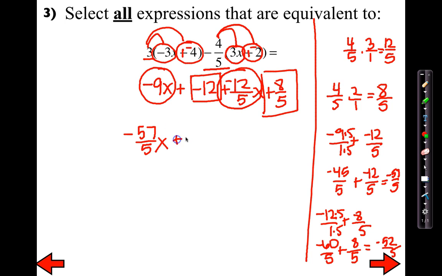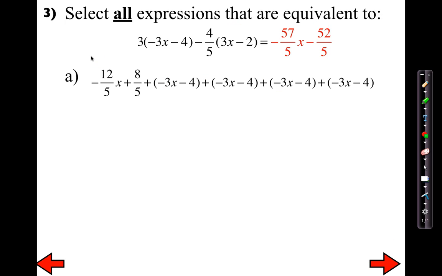So I'm going to put plus a negative 52/5, which is the same thing as a negative 57/5 x minus 52/5, because preferably we only want one operation, one sign. We don't want to see two signs right next to each other. Okay, so we're looking for the expression negative 57/5 x minus 52/5.